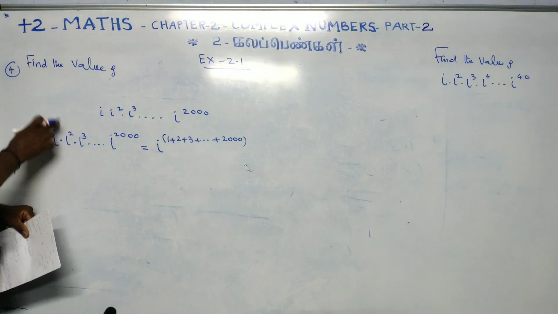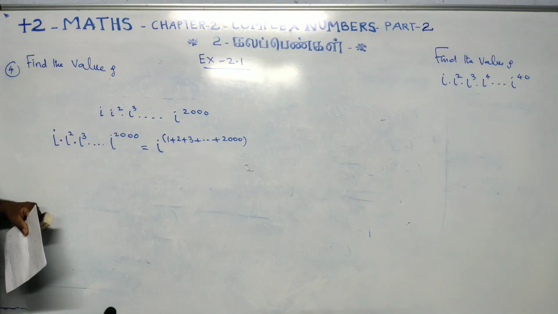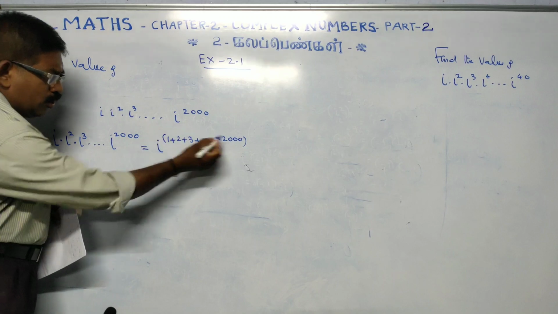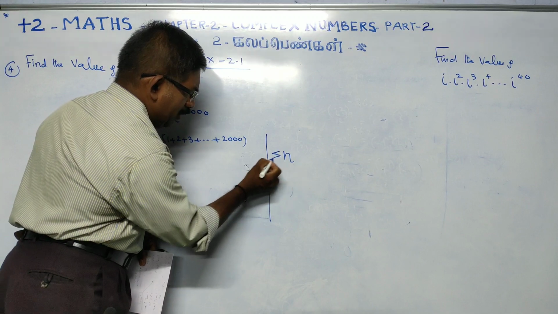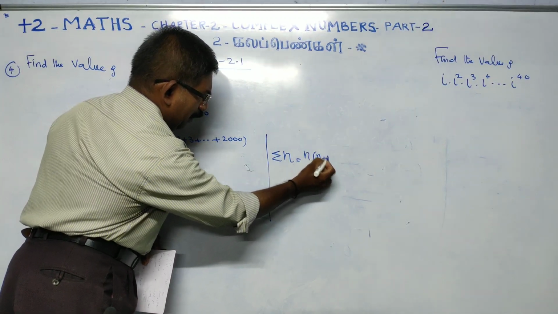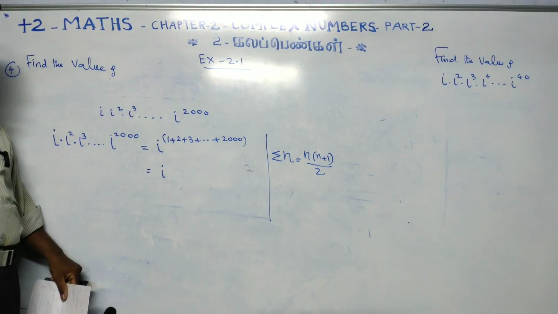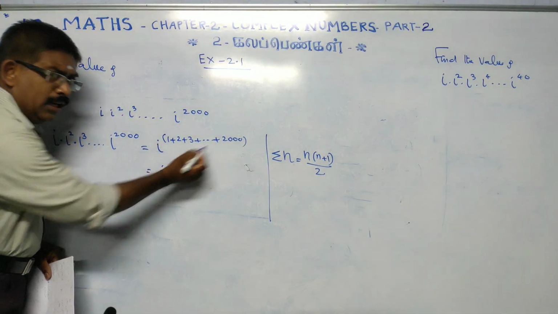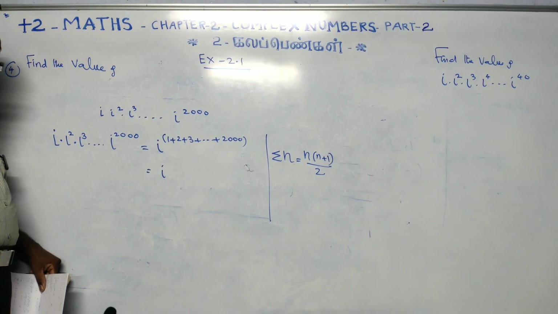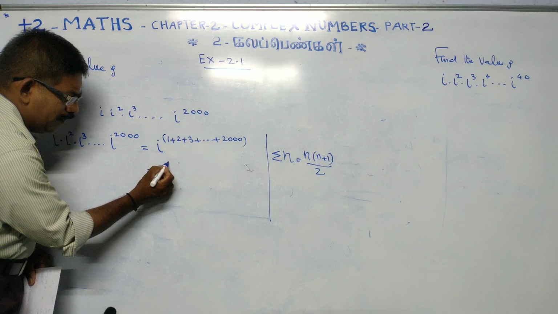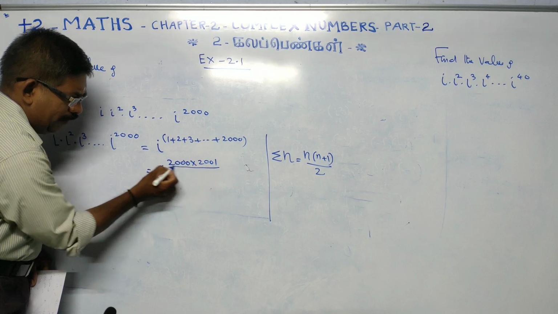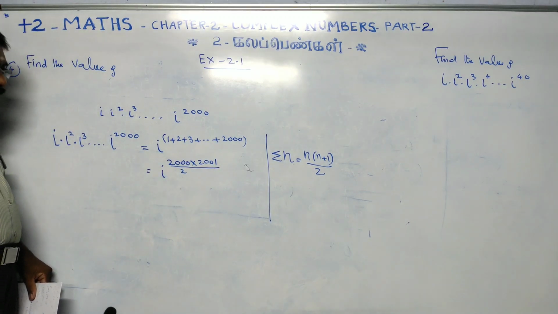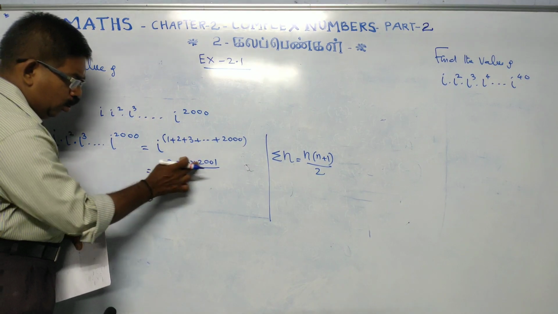Okay, I power 1, I power 2, I power 3, dot dot dot I power 2000. That is the real number terms. The sum of n natural numbers, real number term. What is the formula? The formula for sigma n is n into n plus 1 by 2. This is the formula. You know. 1, 2, 3 dot dot dot 2000. The term is n into n plus 1, 2001 by 2. 2000 into 2001 by 2.